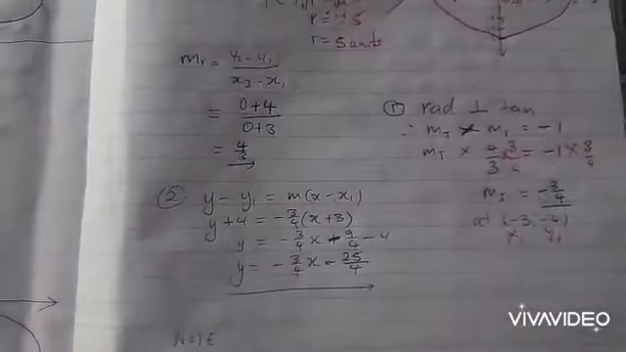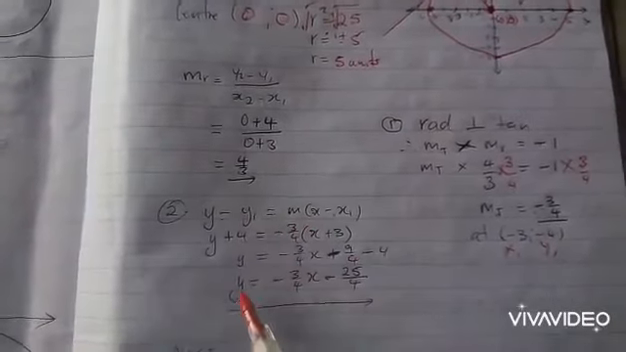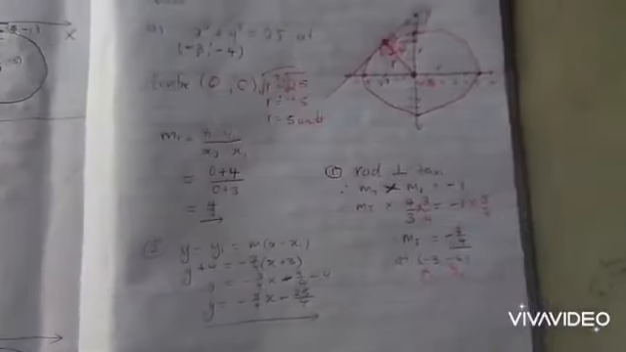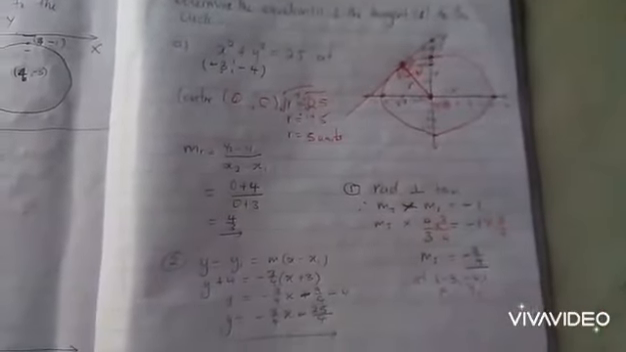Then from there, that's it. You just work it out from there. Just a matter of multiplying out and transposing. You have the equation of the tangent. It's that easy to find the equation of a tangent. Just find the gradient of the radius, then it will give us the gradient of the tangent.